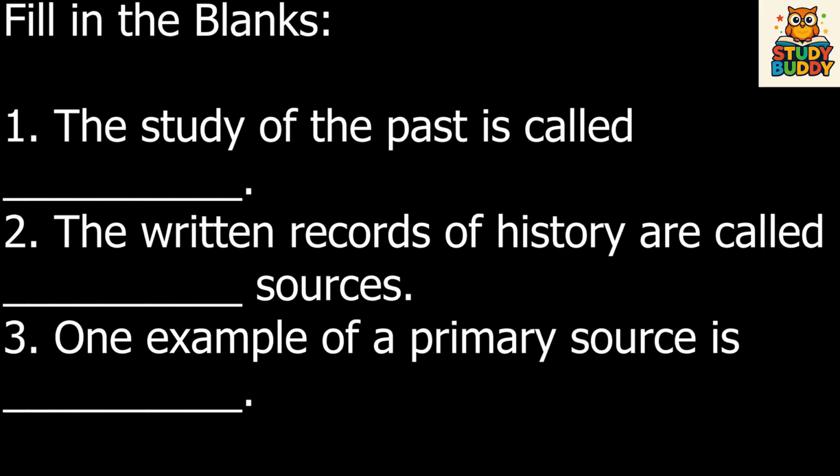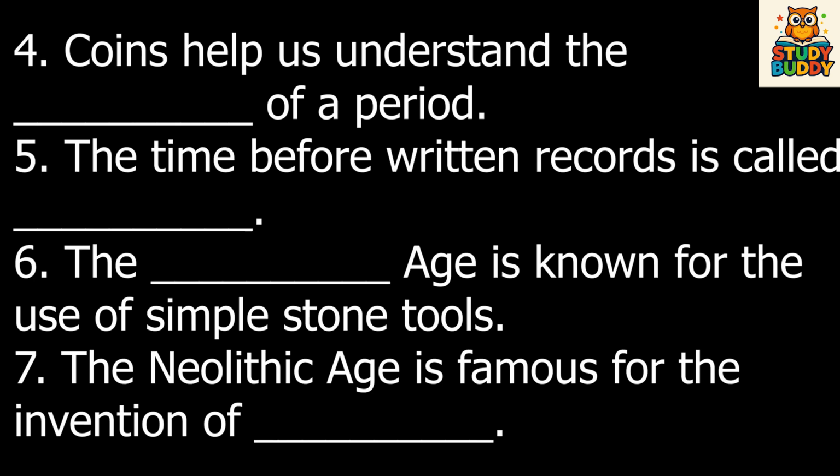Fill in the blanks. 1. The study of the past is called. 2. The written records of history are called sources. 3. One example of a primary source is. 4. Coins help us understand the of a period. 5. The time before written records is called.